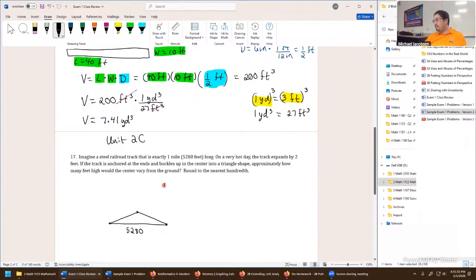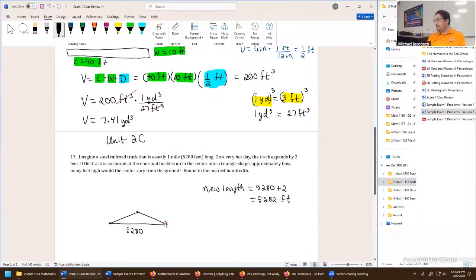And now the new length is, again, 2 feet longer. So we had a length of 5280 feet. The new length is going to be equal to 5280 plus 2, so 5282 feet altogether. But that's going to be the length going from here to here.